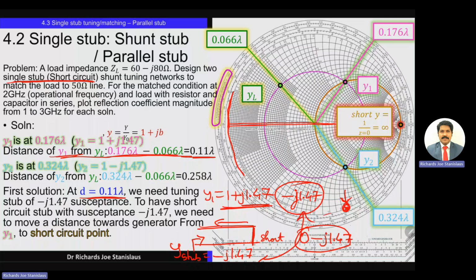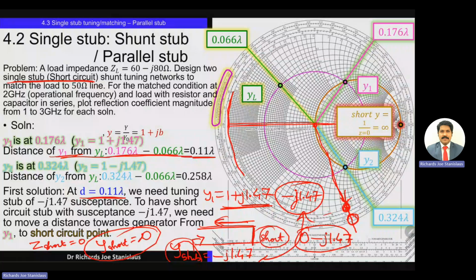Now the stub's final position will be over here, corresponding to the stub that we are going to connect at Y1. So connect the center point to this stub location, the stub admittance, and extend it outwards. This will give us a reference value corresponding to the Y stub. Now, what is the starting point of the stub? Short circuit, right? We are using a short circuit stub. So in a short circuit, impedance is 0. Admittance in a short circuit is infinite.